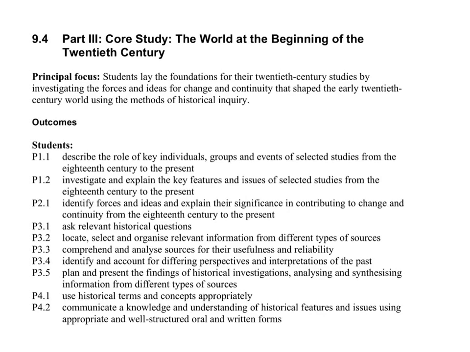Next, we've got the principal focus. This is also very important because it basically ties together what we're going to do for this part. So you're going to investigate the forces and ideas for change and continuity. What forces were there that made things change? What forces were there that made things stay the same? And also what ideas are around democracy, feminism, authoritarianism. So we'll look at those forces and those ideas.